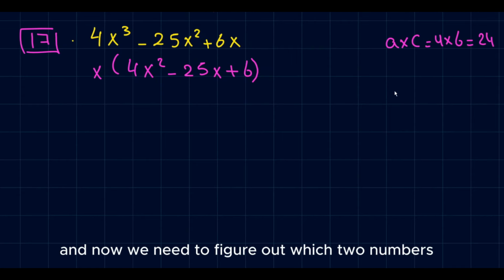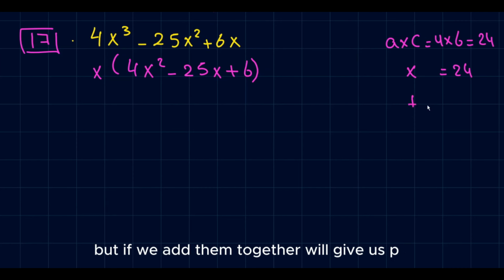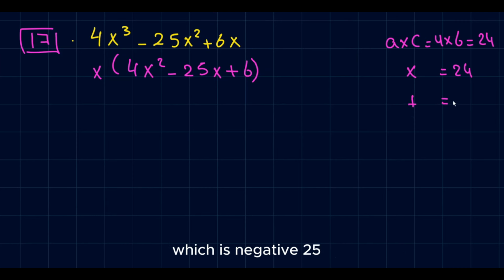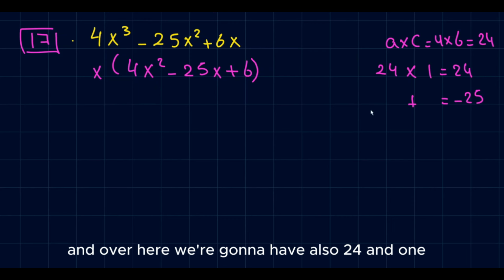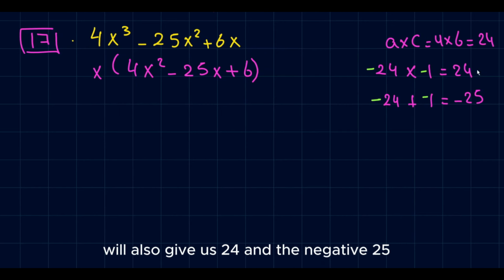And now we need to figure out which two numbers, if we multiply them together, will give us 24, but if we add them together, will give us b, which is negative 25. It's very clear, a little bit. So, which is 24 and 1. So we're gonna have over here 24 and 1, except with a little twist, we are having a negative 25, so negative 24 plus negative 1, and the negative 24 multiplied by negative 1 will also give us 24 and the negative 25.